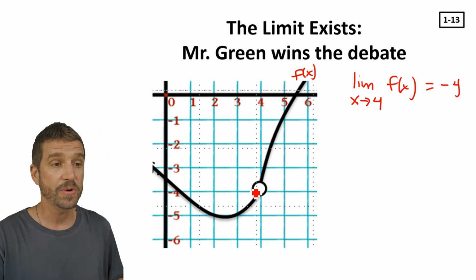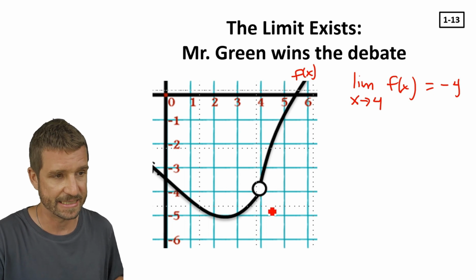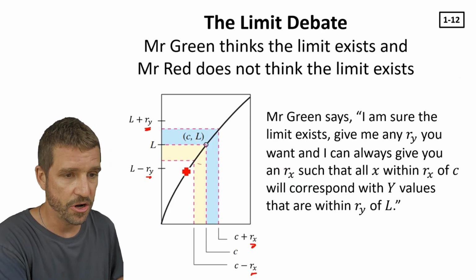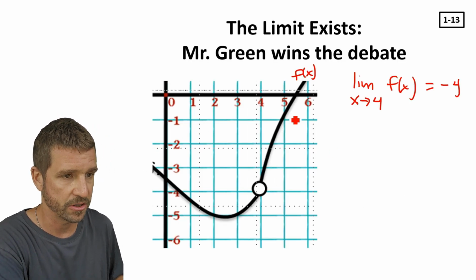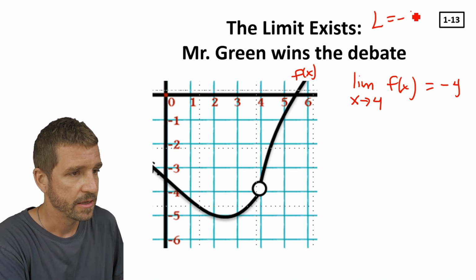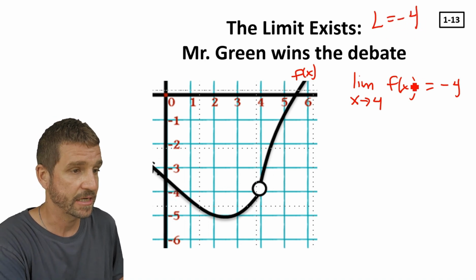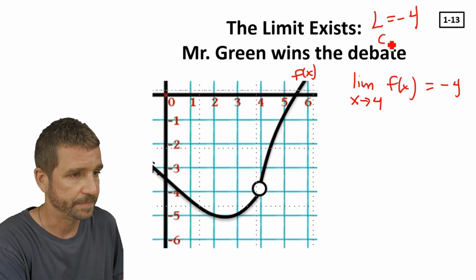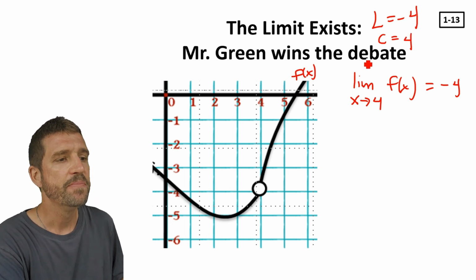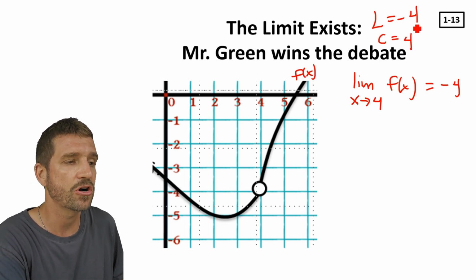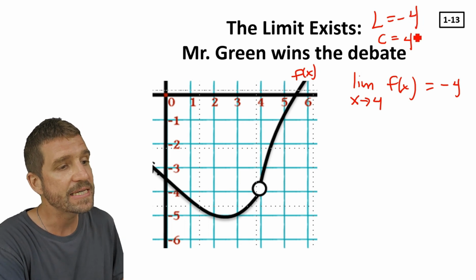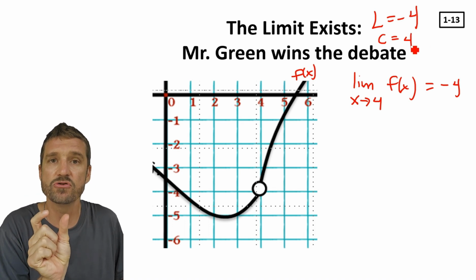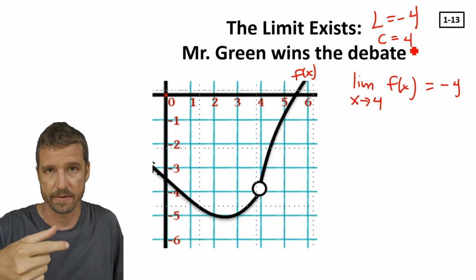We've already studied limits, so we know that's true. The limit does exist there. So now Mr. Red is going to challenge this. Coming back, notice that our L is negative 4. That's the claim. We claim the limit is negative 4, and our c is 4. Remember how this works. Mr. Green says, Mr. Red, you can give me any r sub y around negative 4, and I'll always give you an r sub x around 4 such that all of those x values will lie within that r sub y.